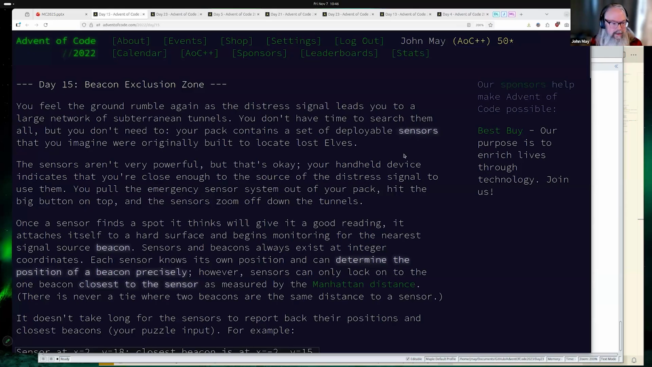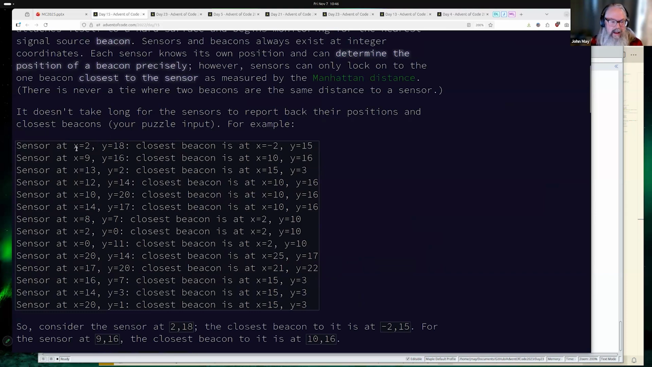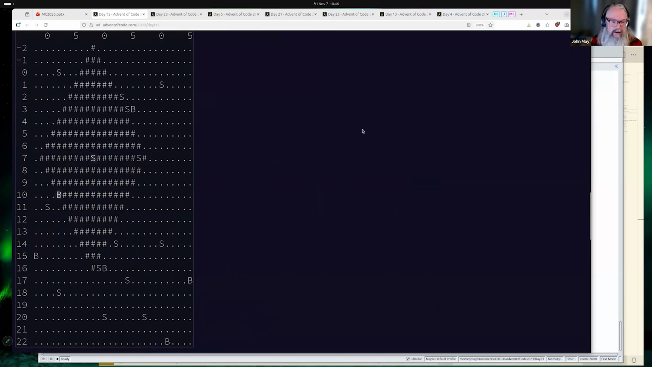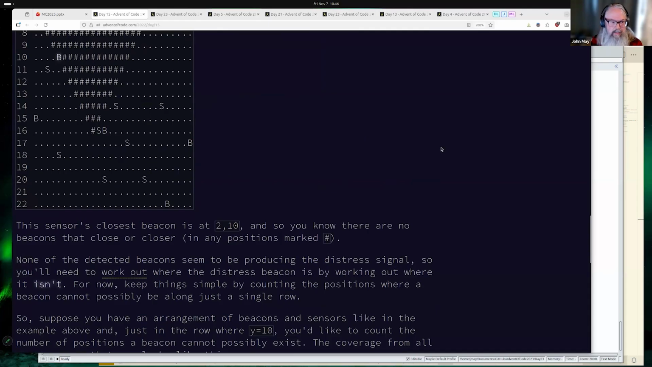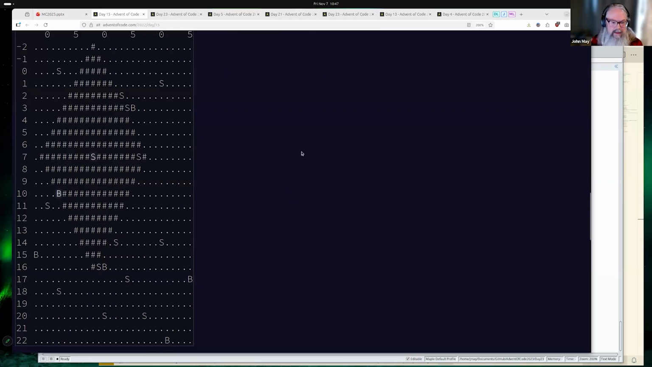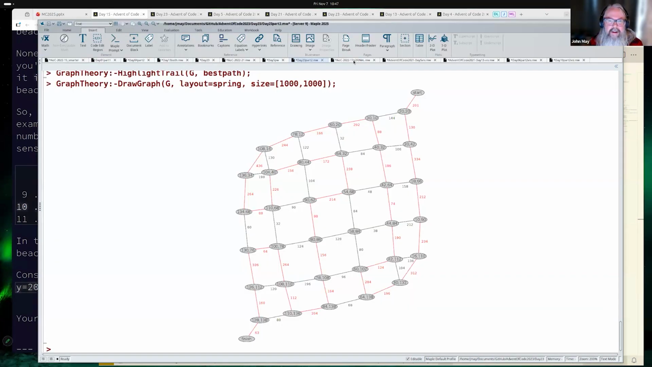I'll just show you the problem. It looks like you get inputs that look like this. You have a scanner at this XY coordinate, and it finds the closest beacon at this coordinate, and the actual input is of course much bigger and has like 10-digit numbers. And so you're looking for gaps in the scan pattern of these things. So let me pull up that solution, which is kind of fun.